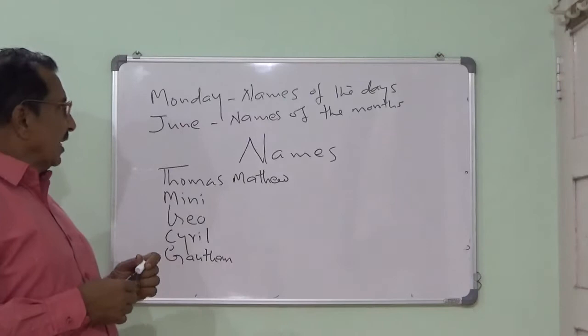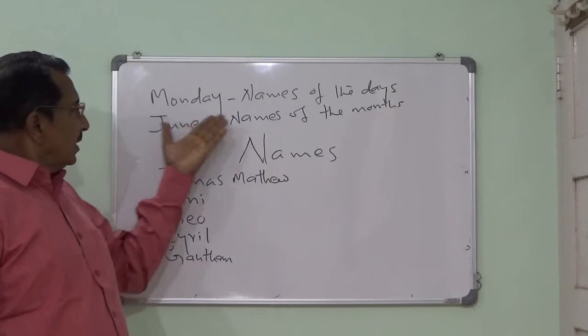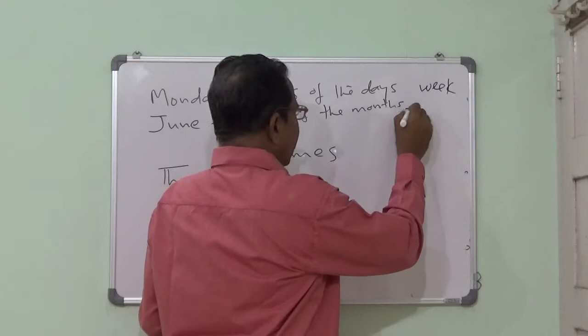So you have got my name, your names, many names are there. I have written only few. And names of the days of the week, names of the months of the year. You have got names. Isn't it?